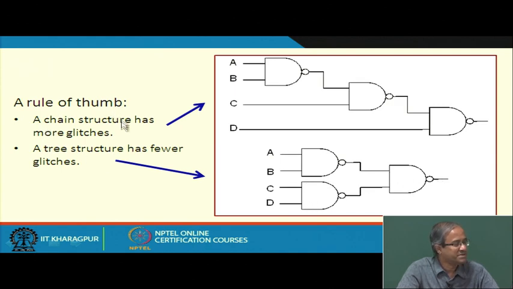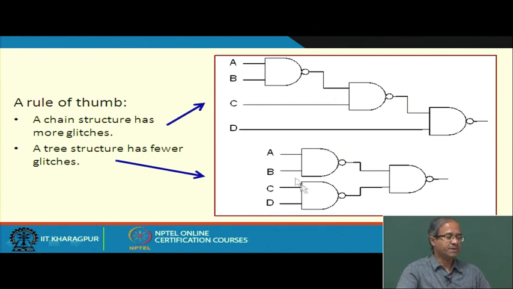So, the rule of thumb is, if you have a chain kind of structure where many gates are in cascade, where some of the gates are connecting directly, this is not a good structure with respect to glitches. There is bound to be several such glitches here.